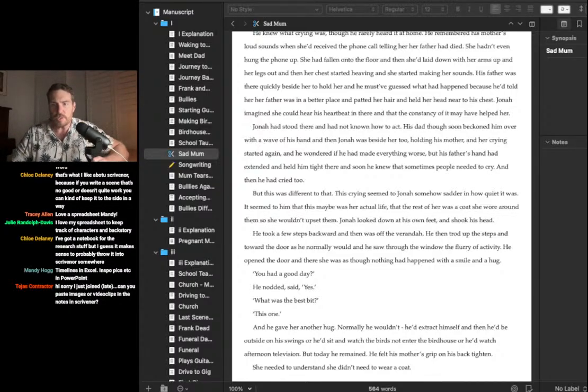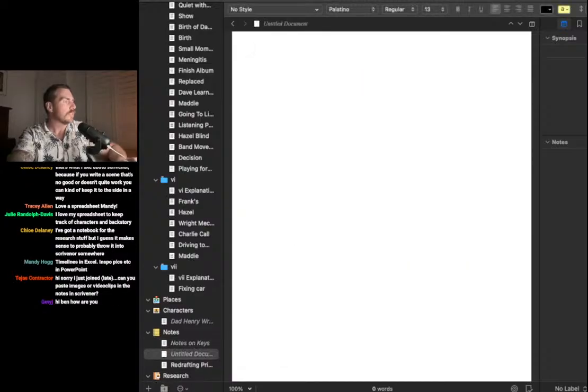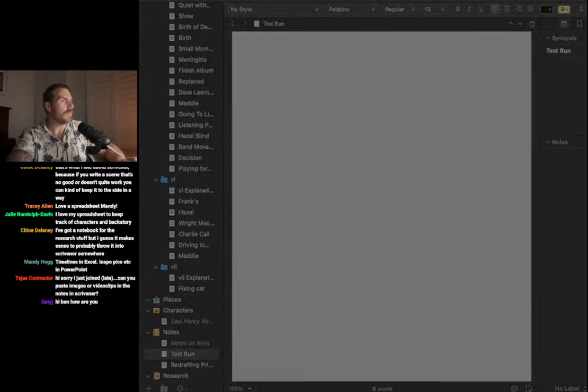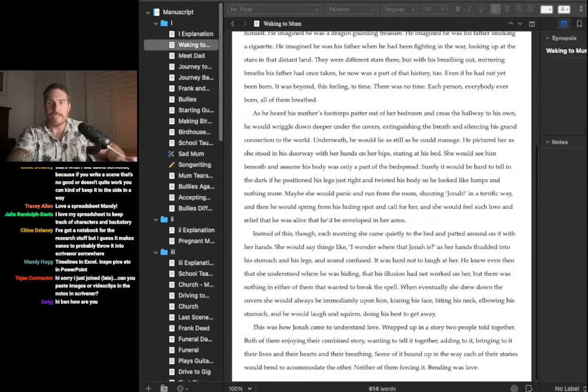Can you paste images or video clips in the notes in Scrivener? I think so. I have new text. Let's just call it something. Test run. From file. Yeah. Easy peasy. Look. Yeah, so you can add pictures and stuff.